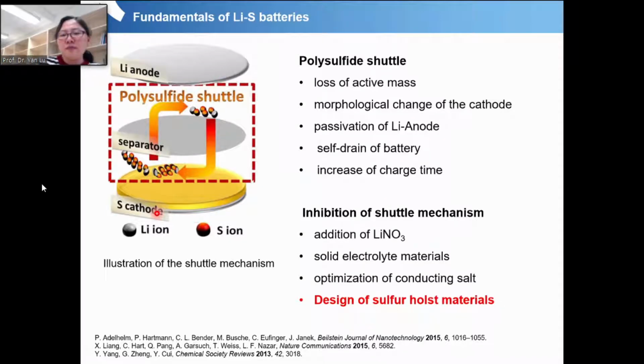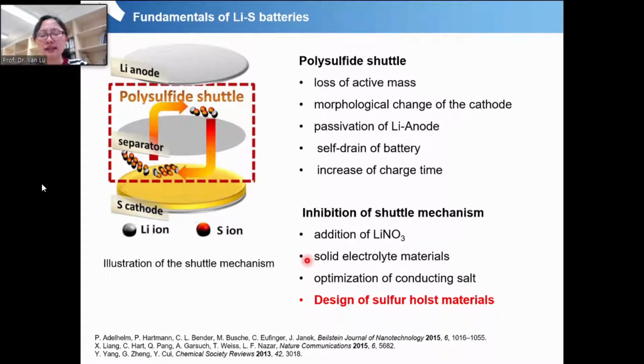The possible methods to inhibit or suppress this shuttling effect are mainly based on four different methods if we look into the literature. One is adding salts, such as lithium nitride, into the system. In this case, it will make a kind of protective layer on the lithium anode and prevent the passivation of the lithium anode.